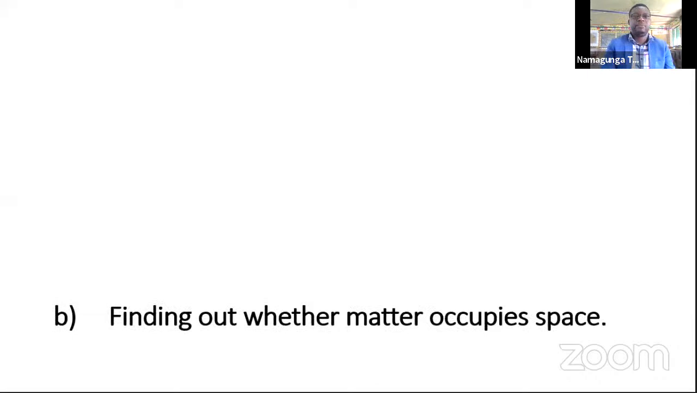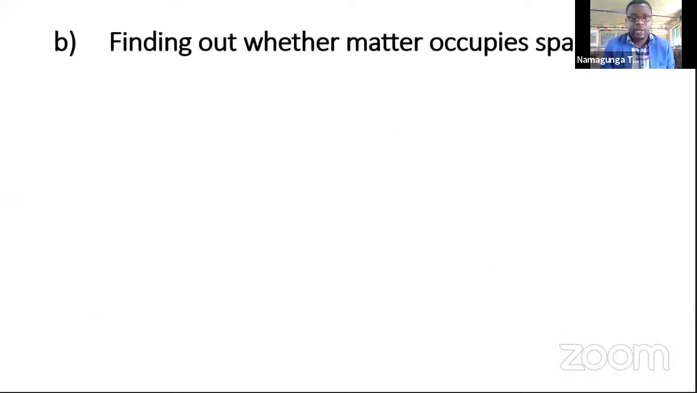So let's go to another experiment. We want to find out whether air or matter occupies space. I want to ask Nyapendi Francis, what do you know, or do you know anything to show or to explain that matter occupies space, or anywhere you have ever seen that?